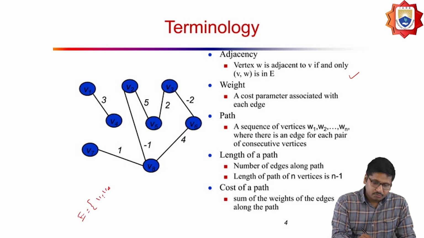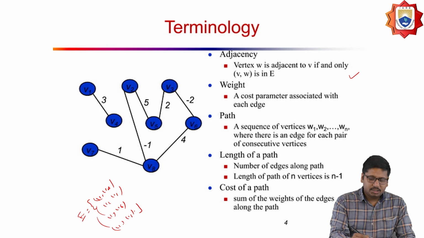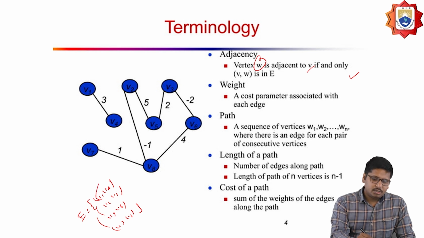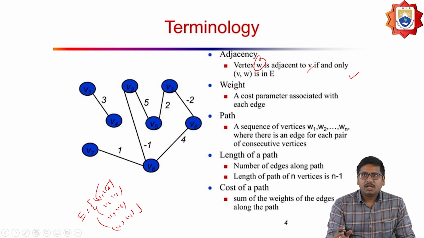V1, V4, V2, V5, V3, V6, V7, V8. So these are not the edge set here. So vertex W is said to be adjacent to V if and only if they coincide with each other.